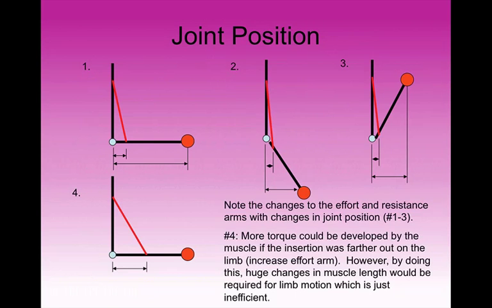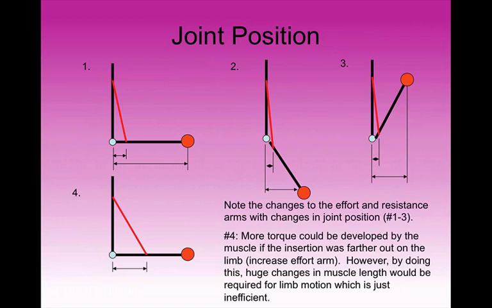Now we can start to talk about what happens as the elbow moves away from a 90-degree flex position. In number 2, we see the elbow extending, and in number 3, we see the elbow flexing. In both those positions, the effort arm and the resistance arm get shorter. This is because the way I define moment arm is being the perpendicular distance from the axis of rotation to the point of application of force.